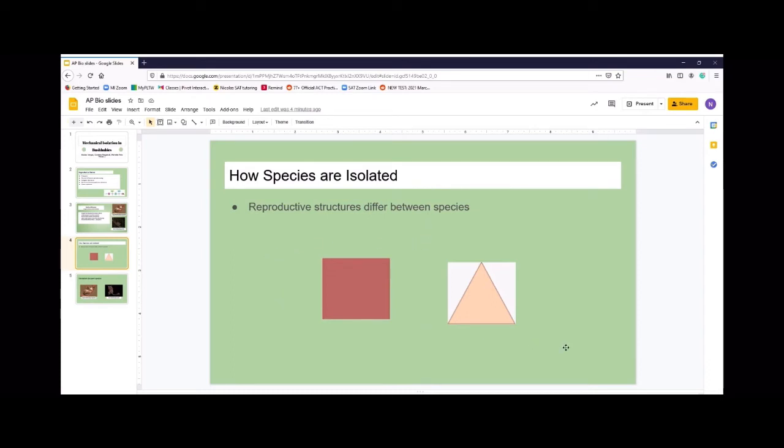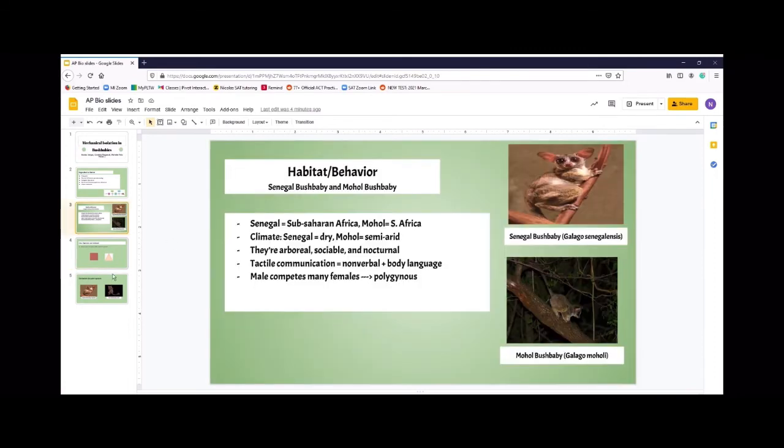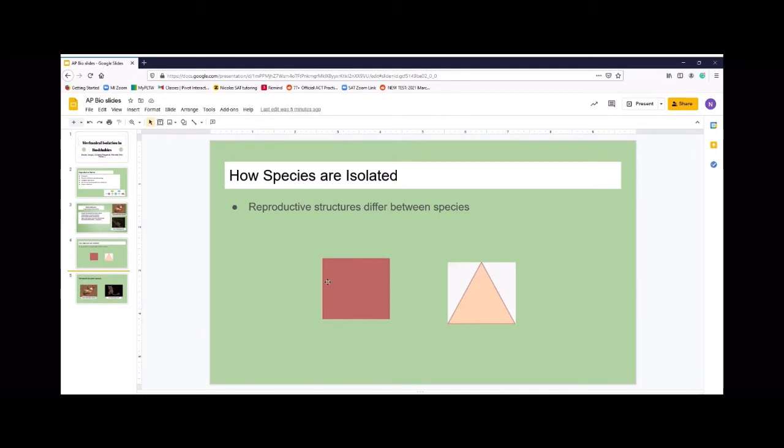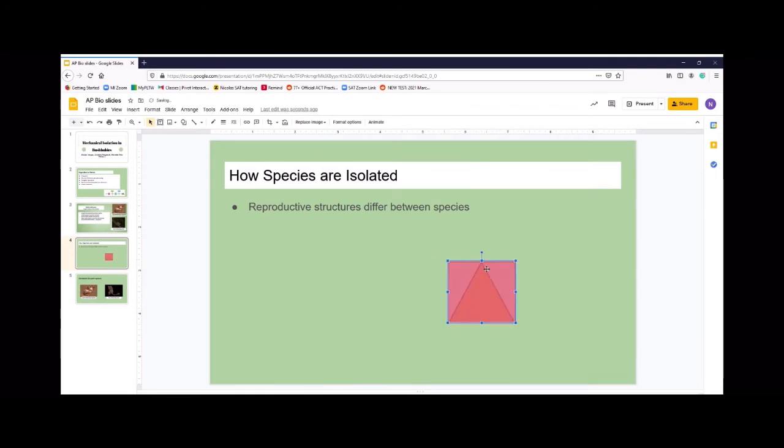And here's an example of their isolation between bush babies. Let's say that this square is the Senegal bush baby male, and this triangle is the Mohole bush baby female. If the Senegal bush baby male decides to have some fun with this Mohole bush baby female, it doesn't work because their parts don't fit. The Senegal's square peg doesn't fit into the Mohole bush baby's triangle opening or hole.